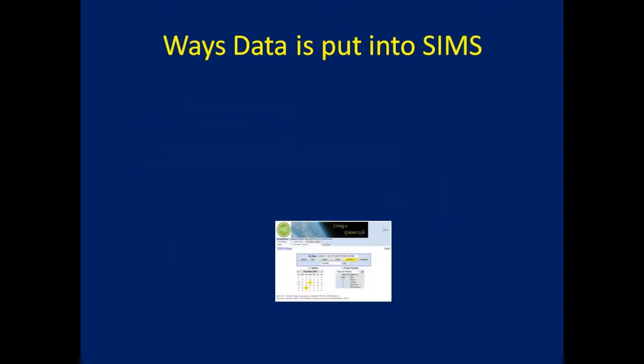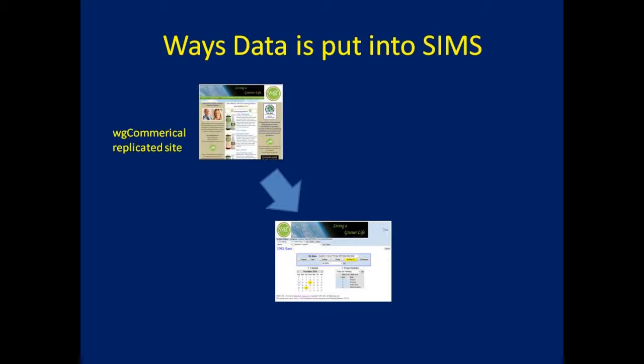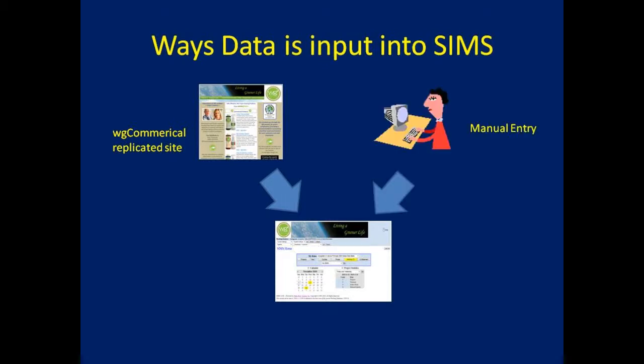There are two ways that data gets into SIMS. The first way, and most common way, is through your WG commercial replicated site. Customers come to the site, download a document, and their information is automatically updated into SIMS, as well as an email being sent to you. The second way is for you to enter in the information manually. And that's what we'll be covering today.